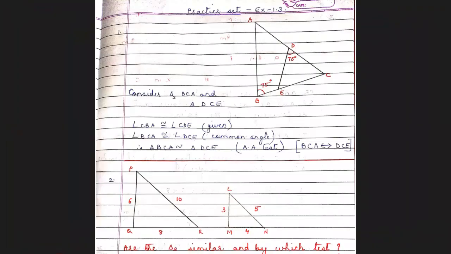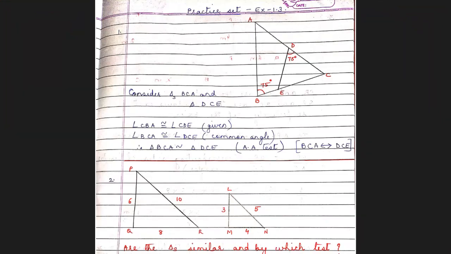Now here I have drawn the figure. Consider triangle BCA and triangle DCE. When I take these two triangles, I have angle CBA congruent to angle CDE. Both of them are 75 degrees, given. Second, angle BCA is congruent to angle DCE. That's a common angle, right? Therefore, triangle BCA is similar to triangle DCE by the AA test.